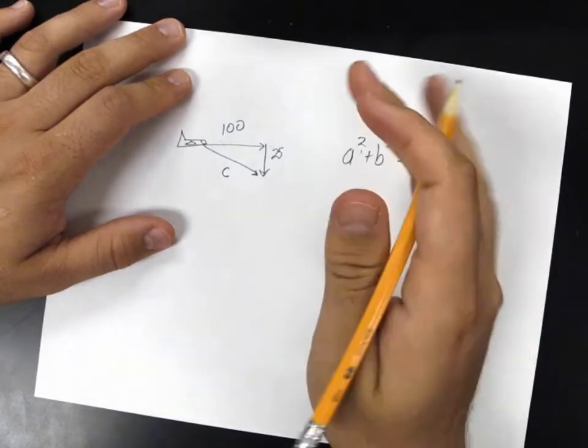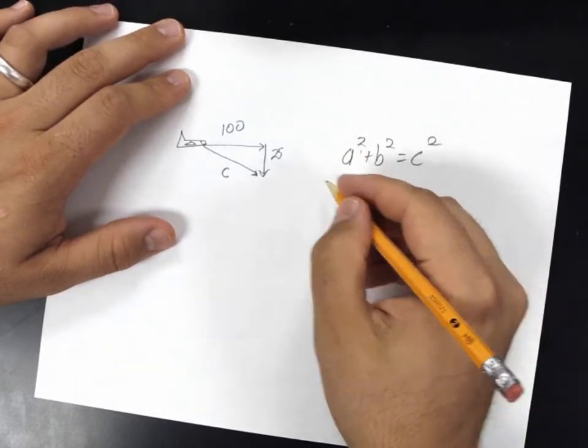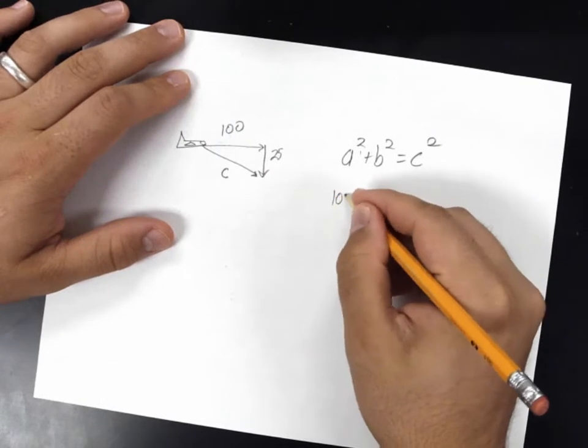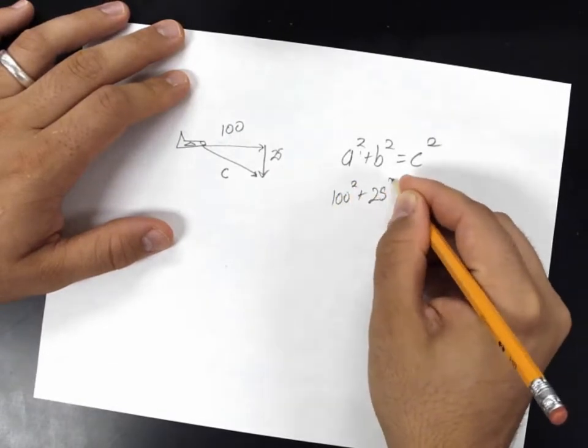Jonathan von Pythagoras, that's not his real name. His name was Pythagoras of something or other, so probably a town.